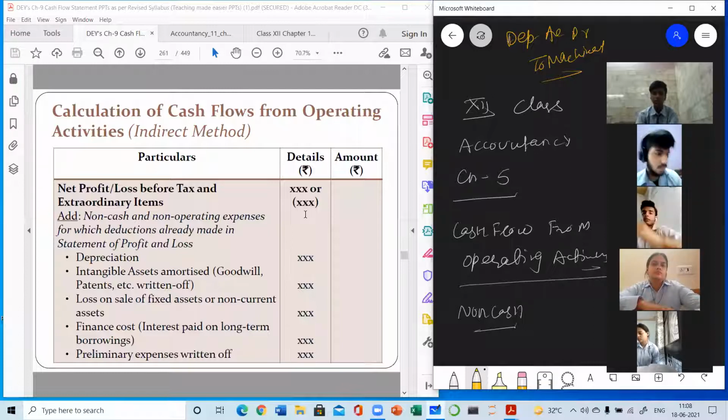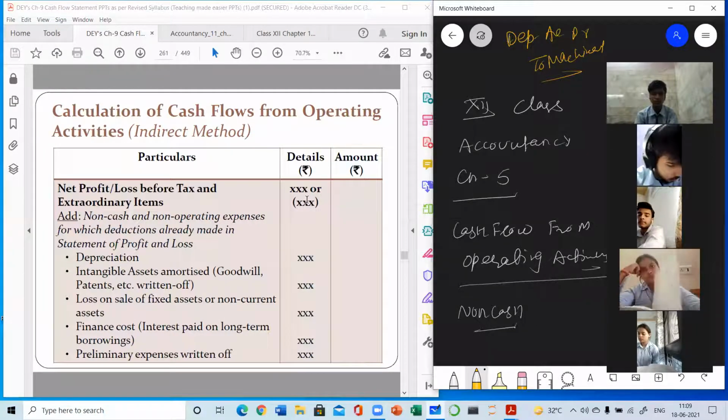As we are making cash flow statement, we are not going to show all these expenses, but when we calculated the net profit, we have subtracted all these expenses: depreciation, amortization, provision for doubtful debts, provision for discount on debtors. We have subtracted all these provisions, but actually they have not affected the cash flow. So all these non-cash expenses will be added back.